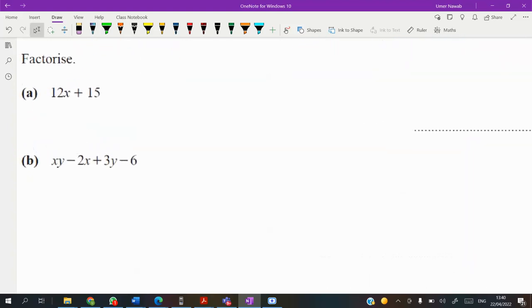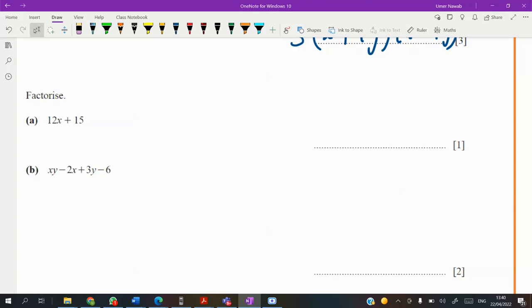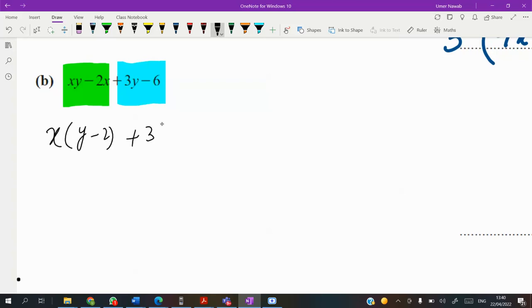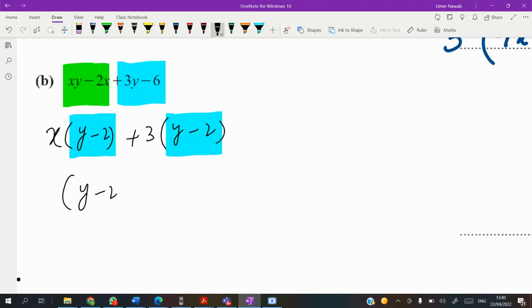What is common in 12 and 15? 4 is common, or 3 is common. So 4x plus 5, simple factorization. Next is grouping. x is common, so y minus 2. 3 is common, and y minus 2. Same brackets. So y minus 2 outside, x plus 3.